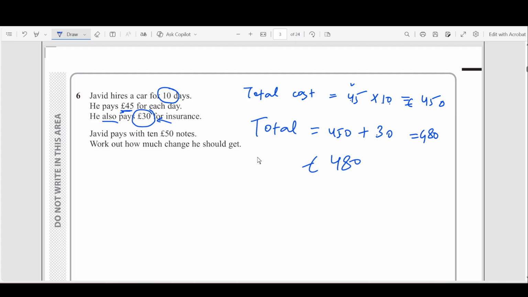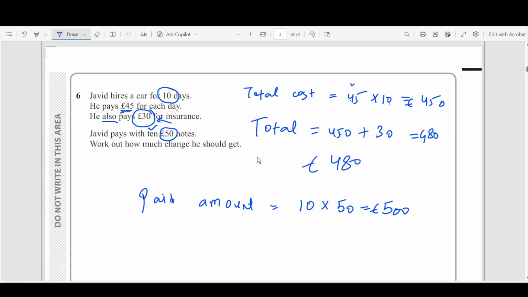Then we need to calculate the total amount paid. So he pays 50 euros notes and 10 notes. So that means how much total amount is paid. To find the paid amount, we can just do number of notes, which are 10 notes and each note value is 50 euros. That means that's 500, right? So he paid 500 euros actually.